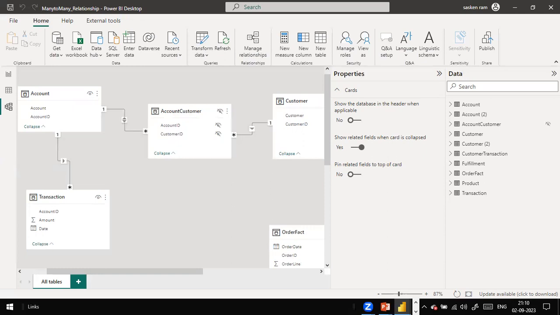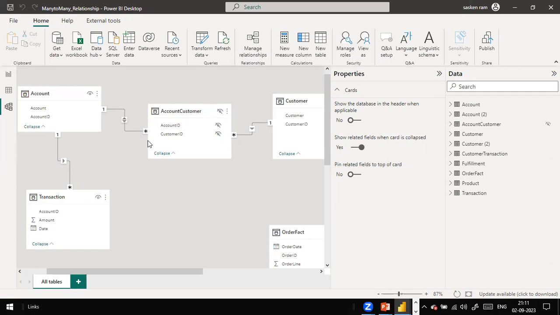Unlike one-to-many relationship, the many-to-many relationship requires some kind of treatment. What do I mean by treatment? It requires a bridge table. The interview question is, what is many-to-many relationship? Multiple records in a table are associated with multiple records in another table. The classic example is account and customer. A single account can be held by more than one customer, and each customer can hold multiple accounts. So in this case, account and customer tables have a many-to-many relationship.